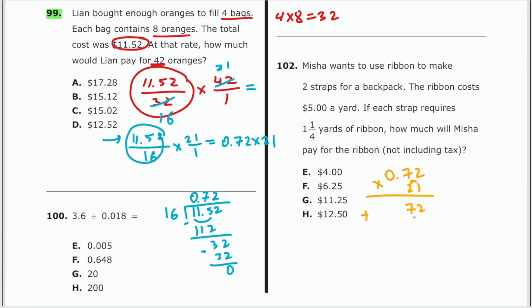Then I have to go 2 times 2, 4. 2 times 7, 14. And I have to add. So it's 2, 1, 5, 1. We have 2 decimal places here, so therefore we'll have 2 decimal places. The answer is $15.12. That's the answer. That's it.